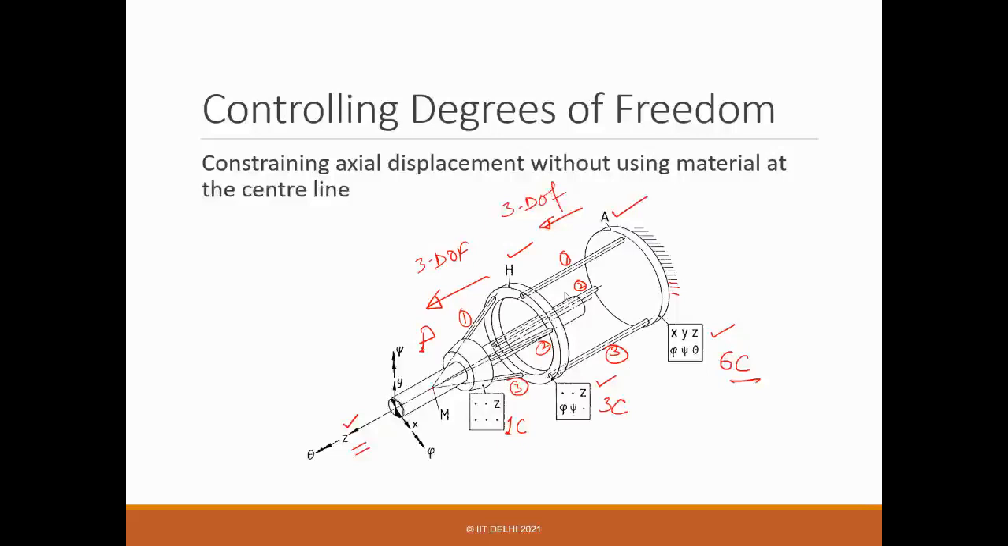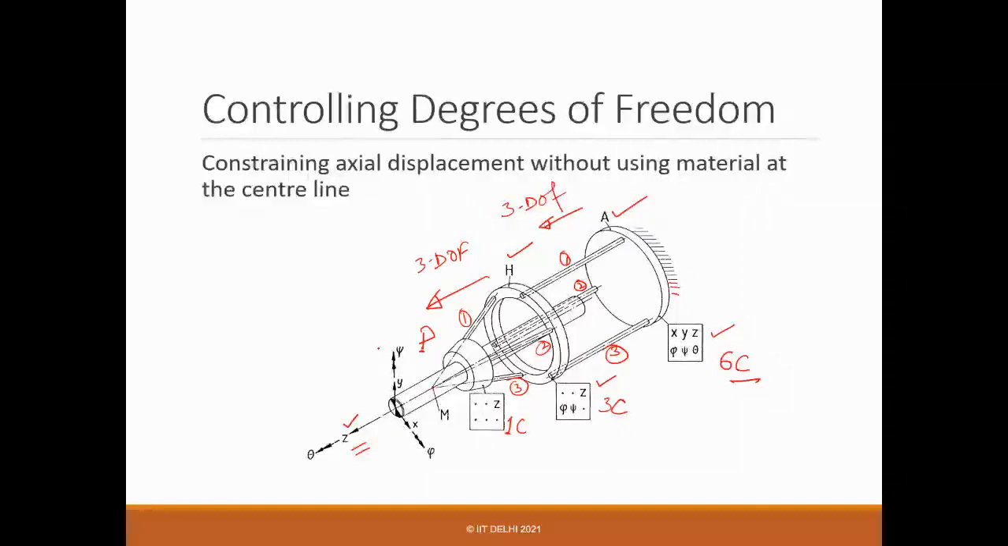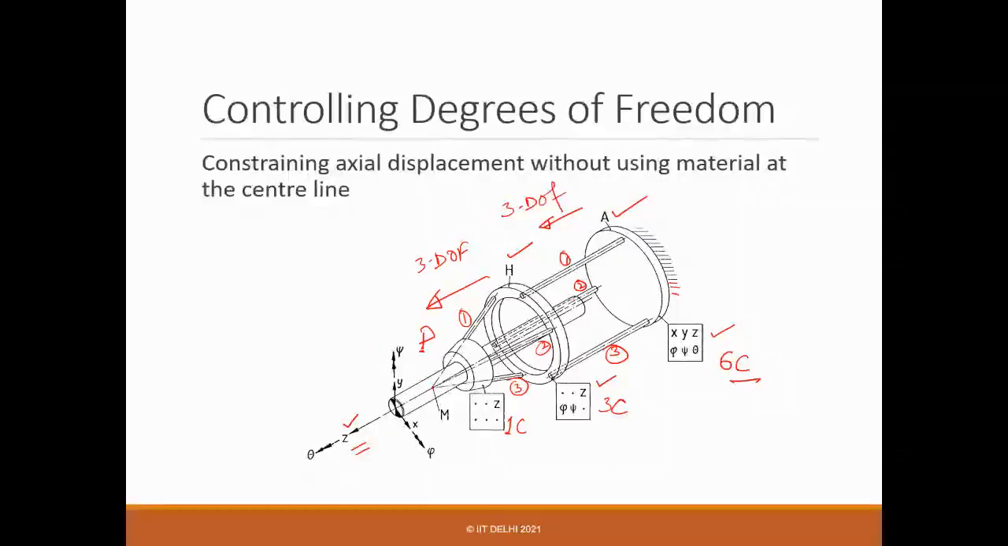So in series combination, it should be AND. It should be constrained at both the places. Then only it will be constrained. If it's released once, it will be released by them. And what is good about this is now you can realize that along this line there is no material, but still you constrain the translation.